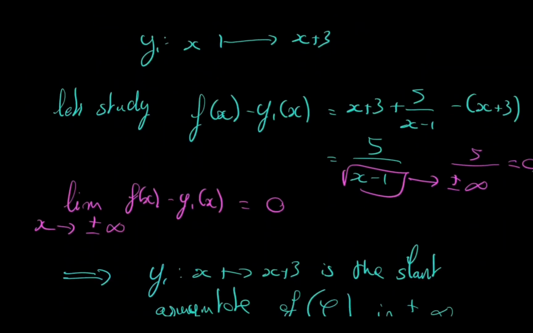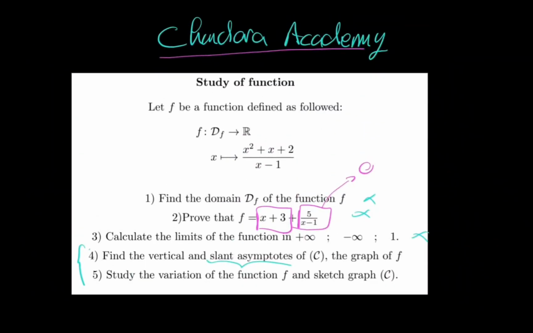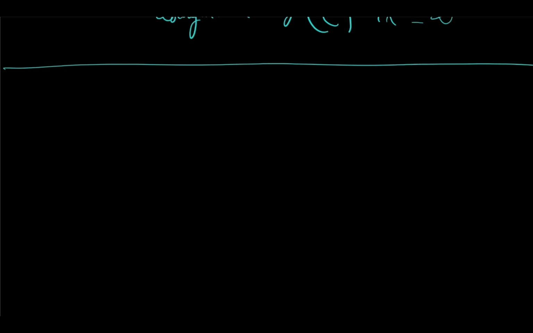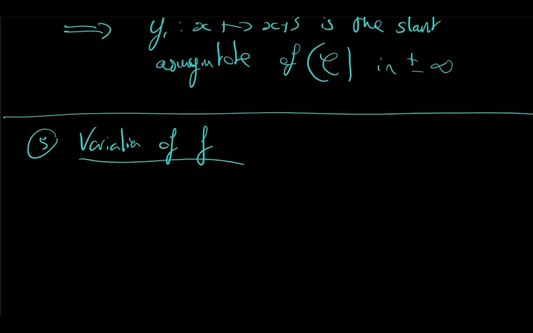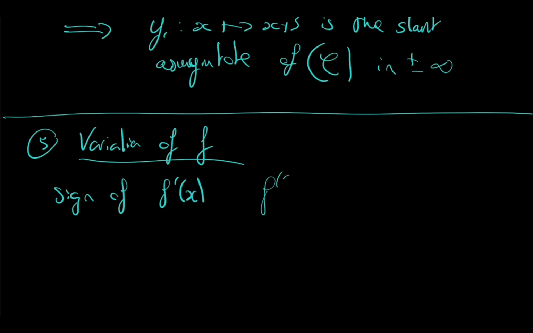Okay, and now we have solved the fourth question. Let's solve the fifth question and then graph the sketch of f. Now let's study the variation of f. We will study the variation of f through the study of the sign of f prime of x. Of course, f prime of x exists for all x in the domain of f.